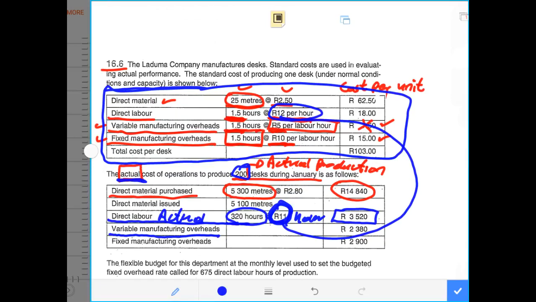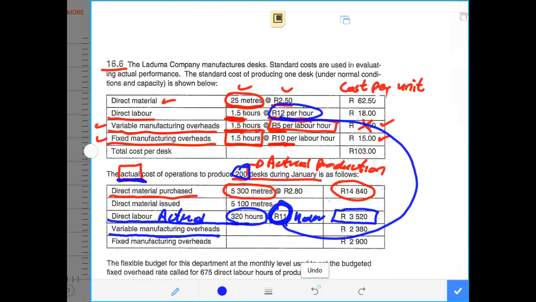We did not see any budgeted total hours. We're only given the standard hours per unit, not the standard hours in total or budgeted hours in total. It was only 1.5 hours, which is the number of hours it takes to complete one unit. So we did not know how much the total budgeted hours are, but only the 1.5 hours per unit. So now let us proceed once again.